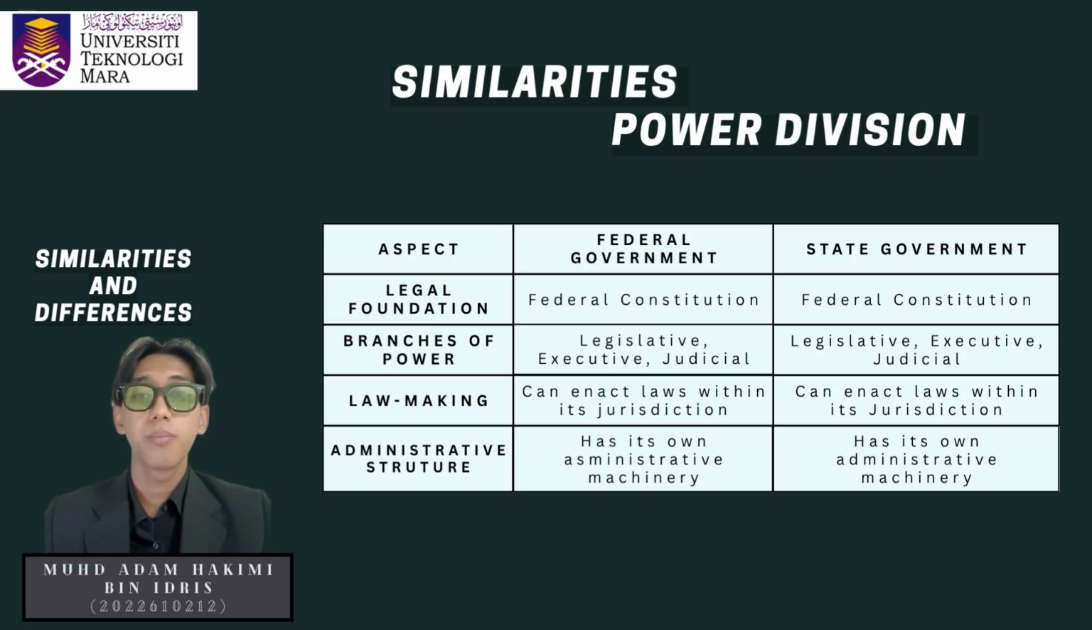As you can see, both federal and state governments are structured by three branches: legislative, executive, and judicial, and both have the authority to make law and administer their own affairs within their respective jurisdiction. This parallel structure helps maintain order, clarity, and consistency throughout the country.